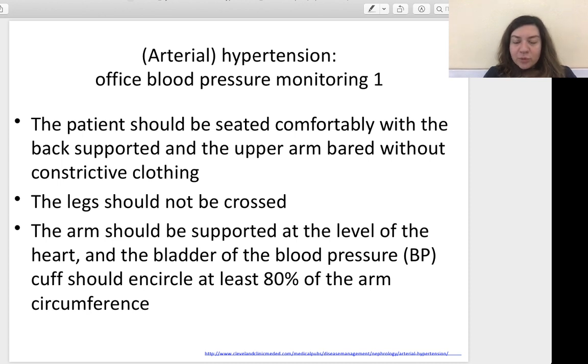Okay, checking of blood pressure. Here, not everything is so simple. There can be several types of checking. First, the most usable, the most often, is office blood pressure monitoring. The patient should be seated comfortably with the back supported and the upper arm bared without constrictive clothing. The legs should not be crossed. The arm should be supported at the level of the heart, and the bladder of the blood pressure cuff should encircle at least 80% of the arm circumference.